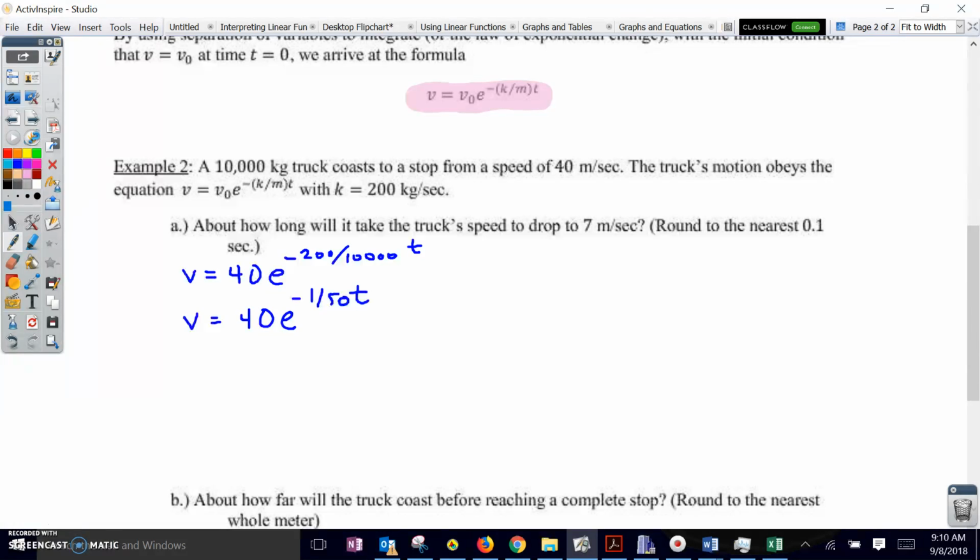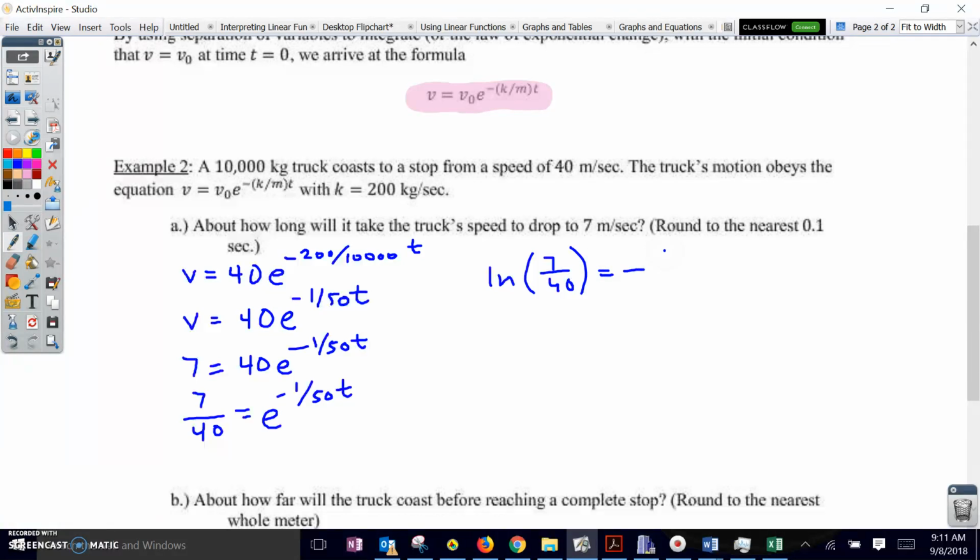Okay, and now we want to know how long it takes for the truck's speed to drop to 7 meters per second, so all we need to do is substitute 7 in for the velocity. And then we'll divide both sides by 40, and take the natural log of both sides. And then multiply both sides by negative 50. And so the time should be negative 50 times the natural log of 7 over 40.